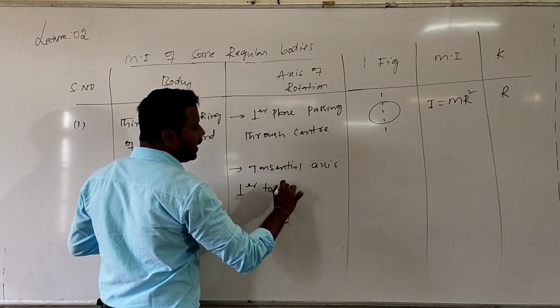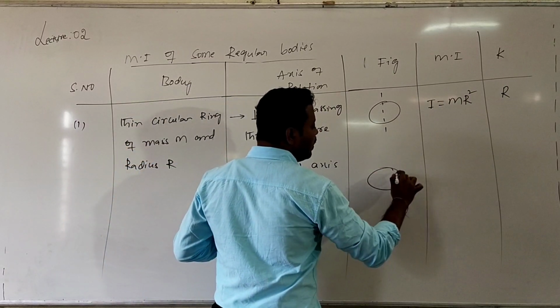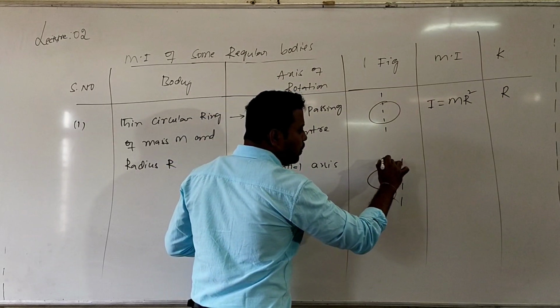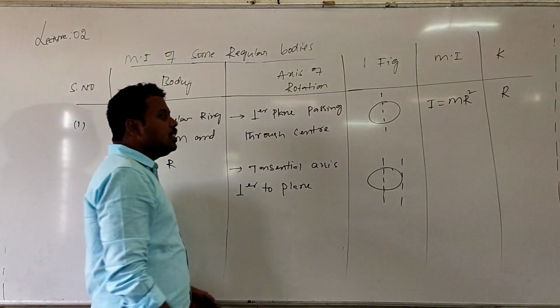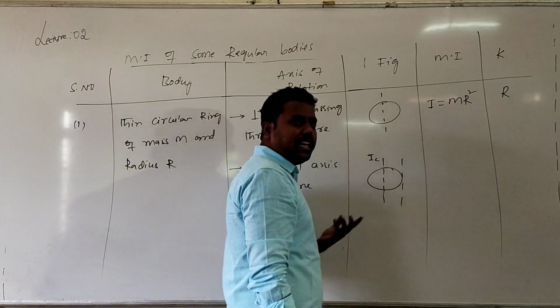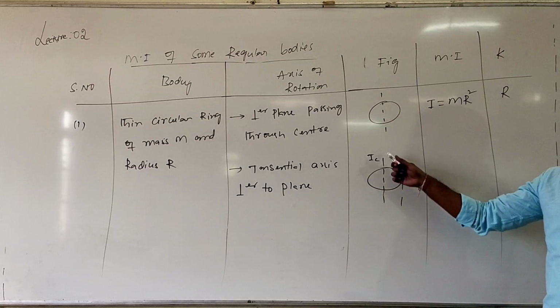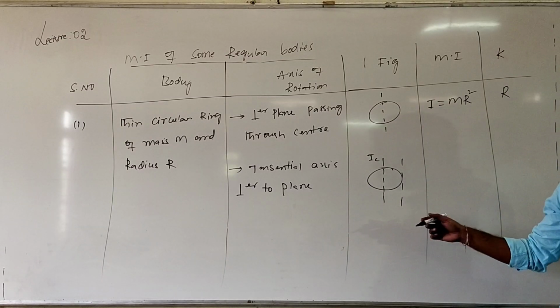Perpendicular to the plane. What am I considering? A circular ring, only about a tangential axis. Before, we already know the moment of inertia about an axis passing through the center, that is, passing through the center of mass. I know the moment of inertia about this axis, and I want to calculate the moment of inertia about this other axis.